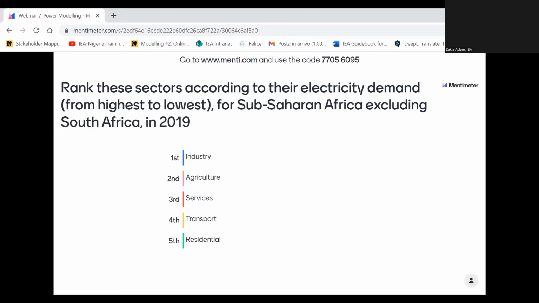Okay. The question I'm asking you right now is to rank these sectors according to their electricity demand from highest to lowest for Sub-Saharan Africa, excluding South Africa again. So you have industry, agriculture, services, transport, and residential. Just rank them according to their electricity demand from highest to lowest. Number 1 would be the sector with the highest electricity demand, and the lowest is the one with the lowest electricity demand.